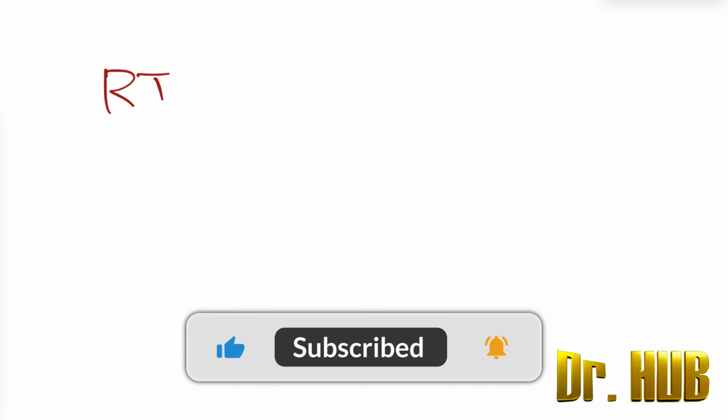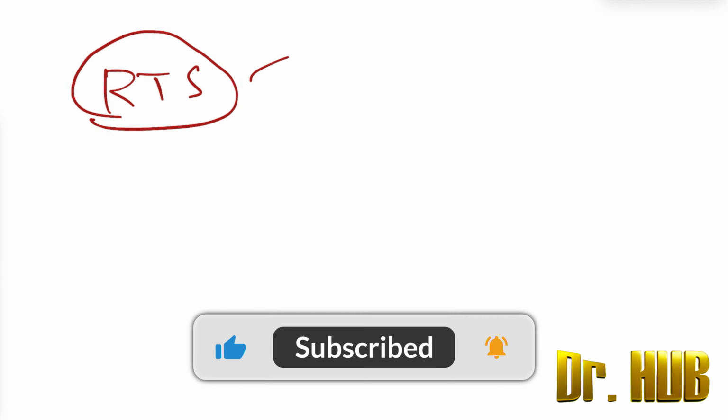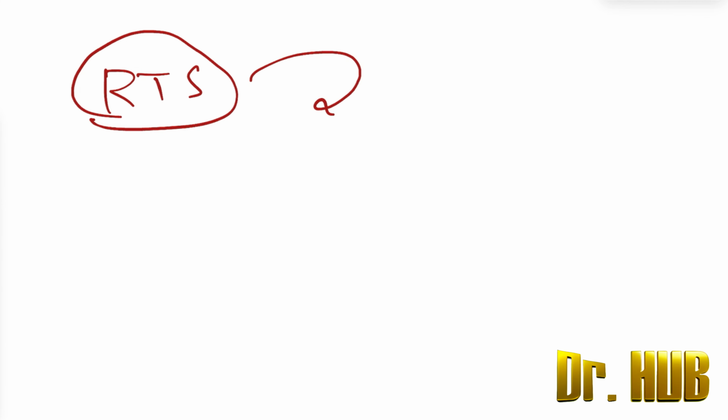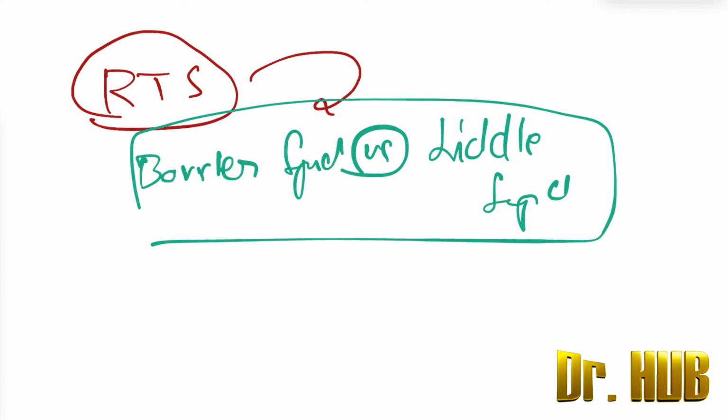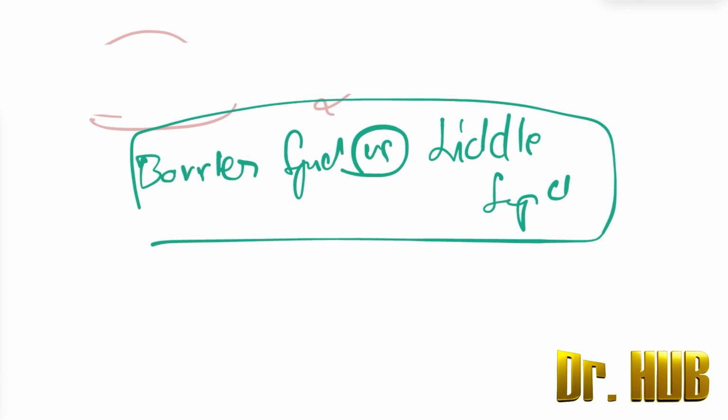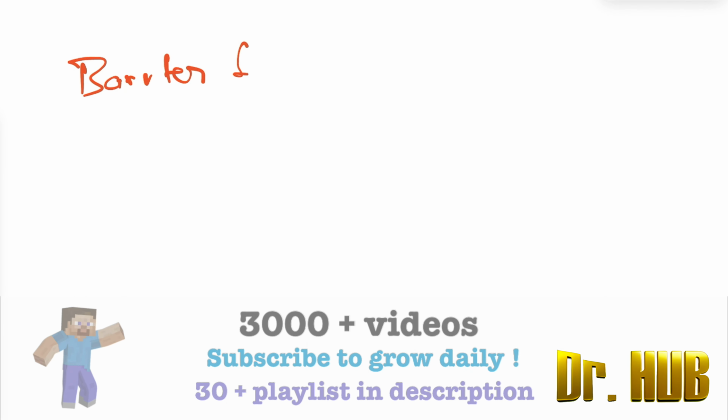In this video, we're going to look at RTS, that is the renal tubular syndromes, and under that we are going to compare the Bartter syndrome with the Liddle syndrome. To get started, we are going to look at the Bartter syndrome. So let's write it down, the Bartter syndrome.